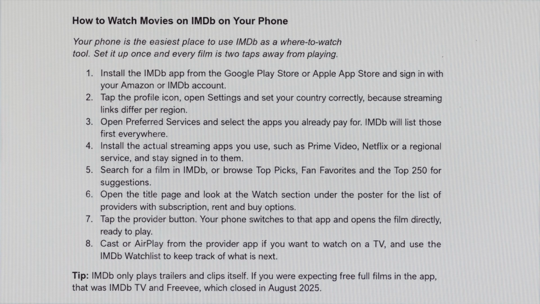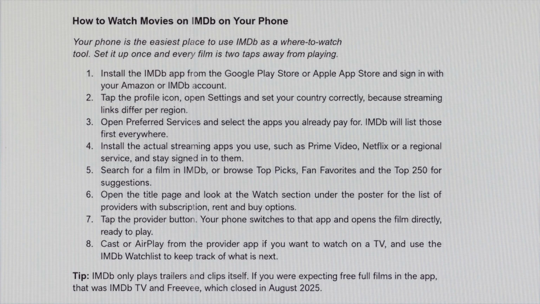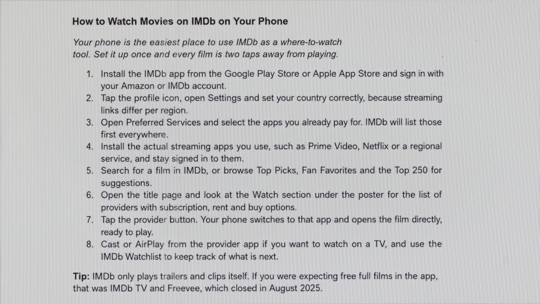Install the IMDb app from the Google Play Store or Apple App Store and sign in with your Amazon or IMDb account. Tap the profile icon, open Settings, and set your country correctly because streaming links differ per region. Open Preferred Services and select the apps you already pay for. IMDb will list those first everywhere.